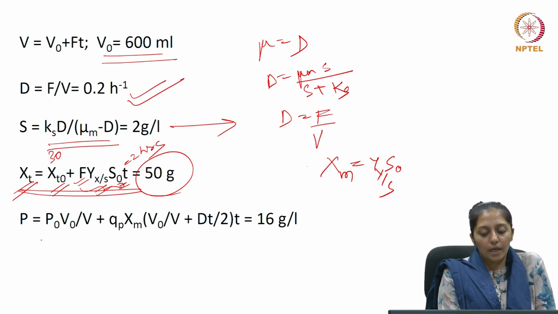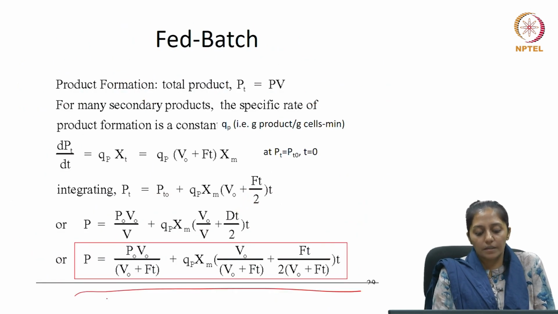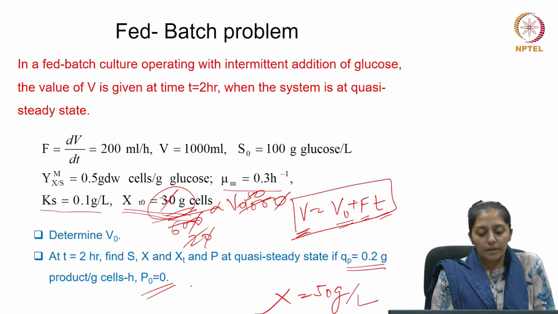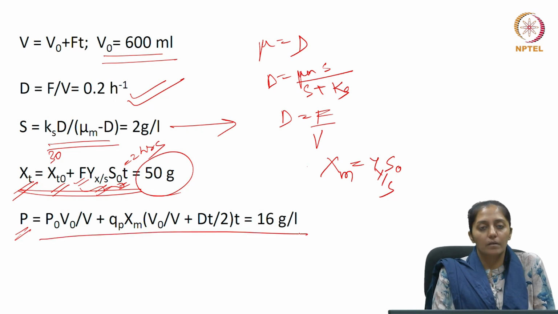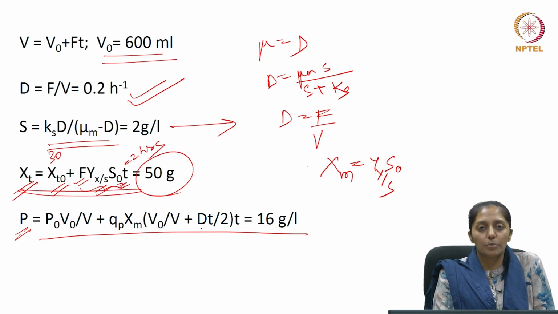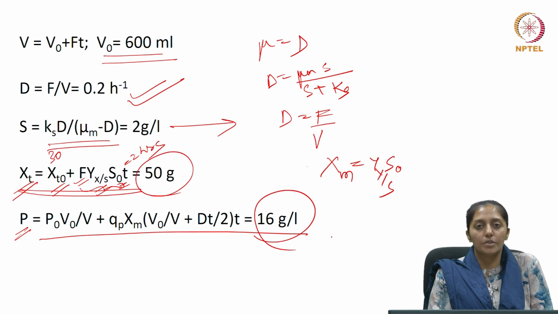Now, they have also asked us to calculate the product concentration, which as determined here, we know V naught, we know F, we know t, Qp has been given, and X we have calculated as 50 grams per liter. So, then we can find the value of product concentration, which comes out to be 16 grams per liter. So, I am expecting you, because it is pretty straightforward, you will be able to find the right numerical value as shown here by substituting all the information which has been provided in the problem.